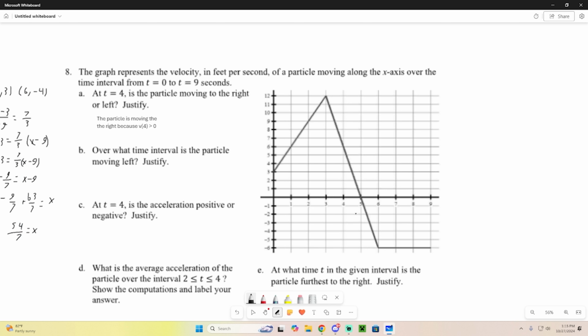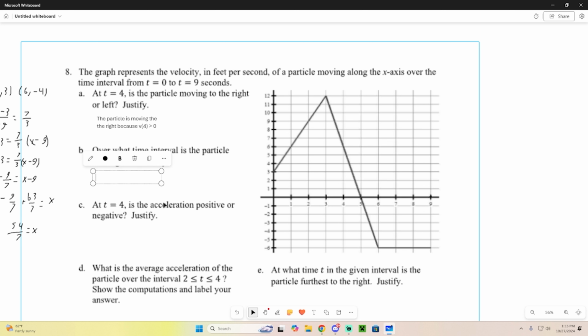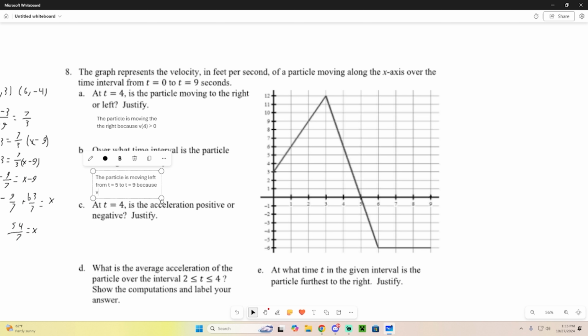Well, that's when it's negative, which is from 5 to 9. So we can say in our justification, 5 to 9, or the particle is moving left from t equals 5 to t equals 9 because v of t is less than 0.